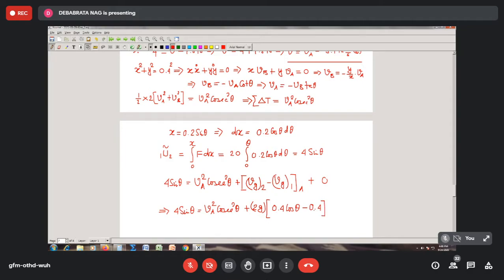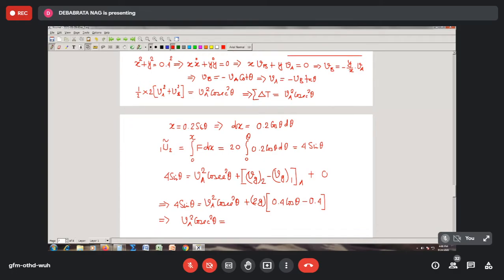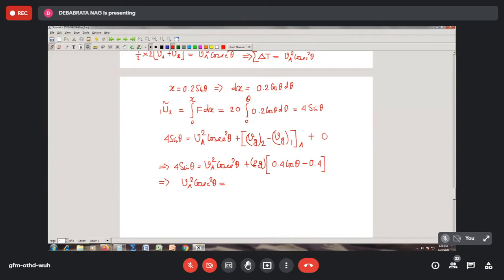So ultimately what I can write from here is something like this, that your Va square cosec square theta, that is the velocity for block A, if I try to express it in any angular function, it becomes equal to how much?